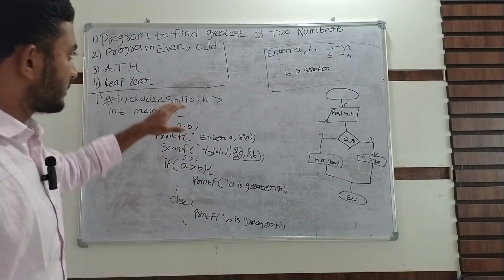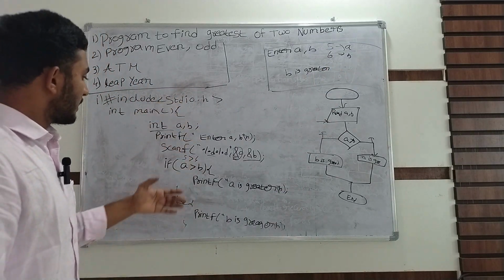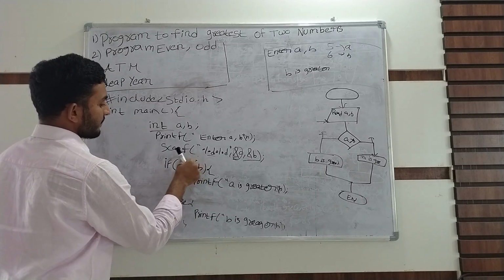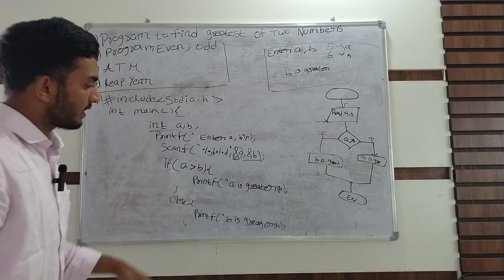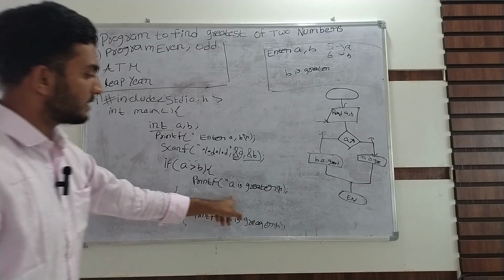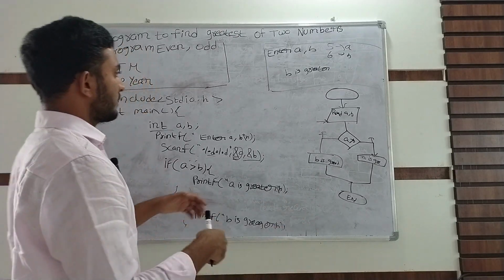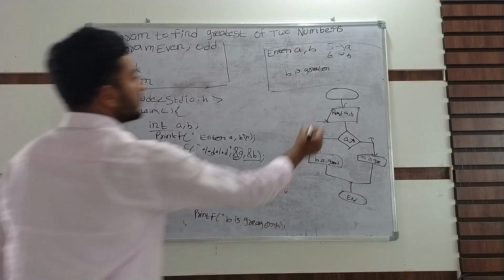Like this, this program will be executed. If you want, we can interchange this. If b is greater than a, like that, we have to change these statements. Like that, we will execute this program. Here we have to start.